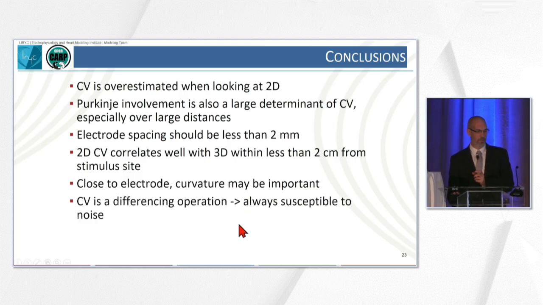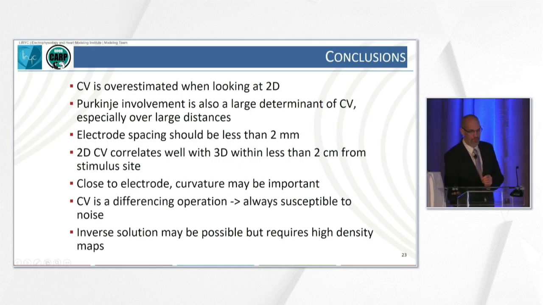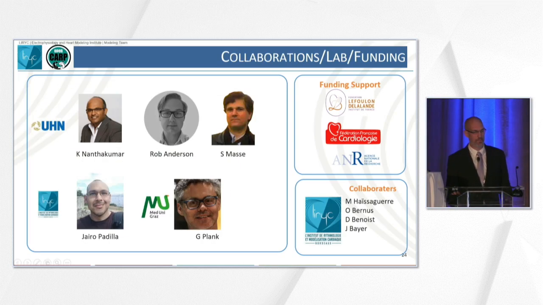And finally, conduction velocity, again, is a differencing operation, which means it's always susceptible to noise. And inverse solutions may be possible, but they would require high-density mapping. And these are my collaborators from Toronto who helped me with this. So thank you. Thank you, Edward.